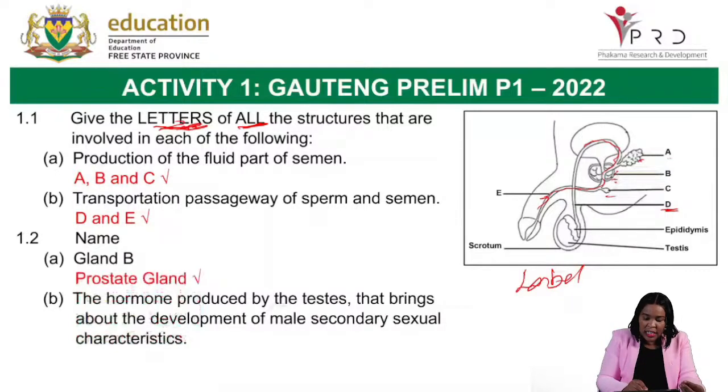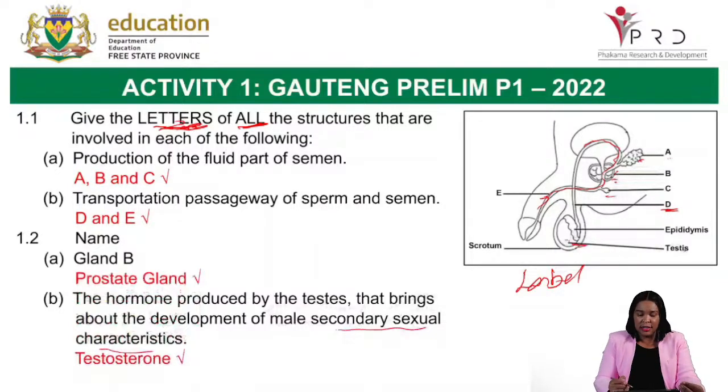And then the hormone that is produced by the testes, that brings about the development of male secondary sexual characteristics. So what is that hormone? That hormone is testosterone. And you know that it is produced here in the testes.